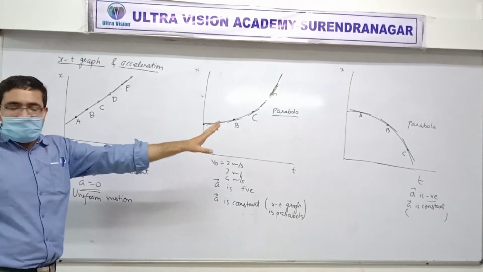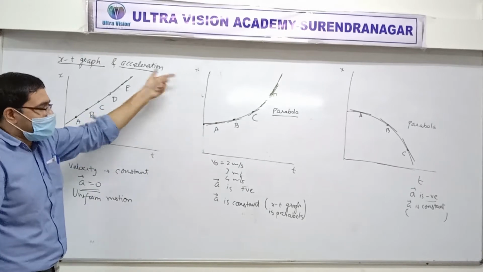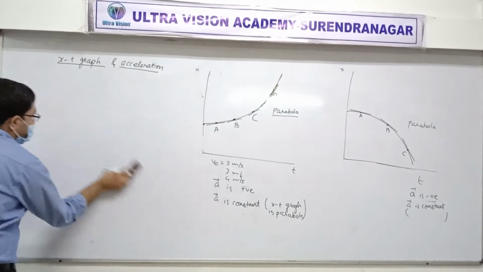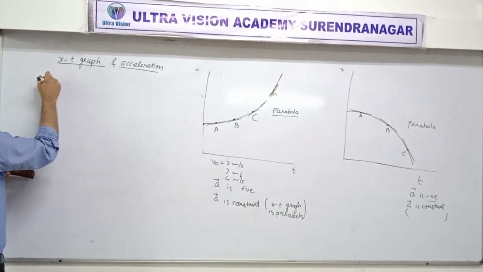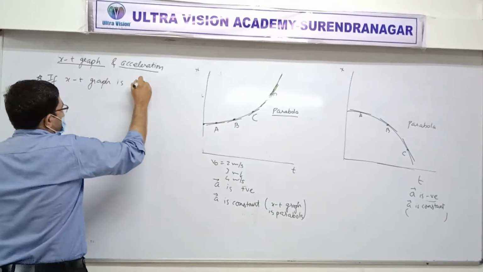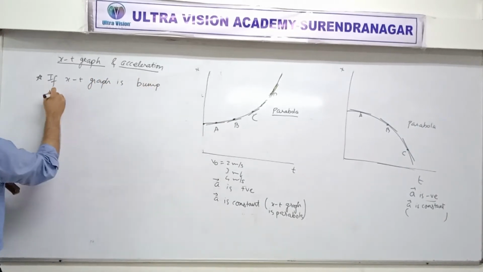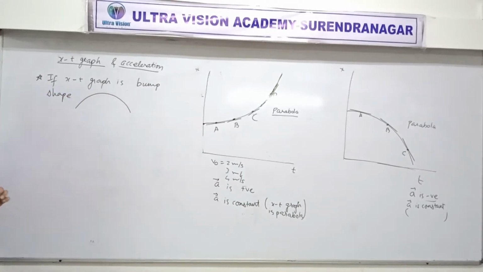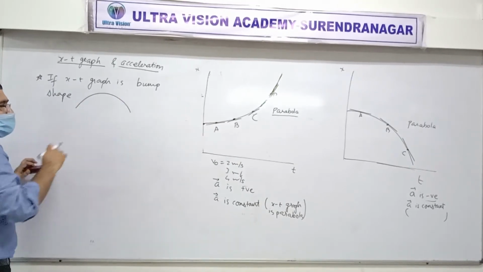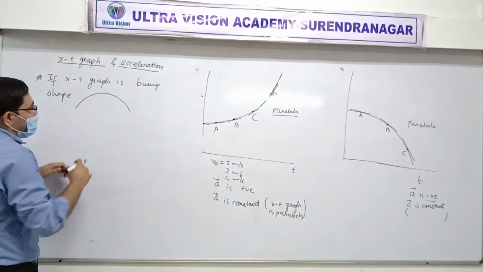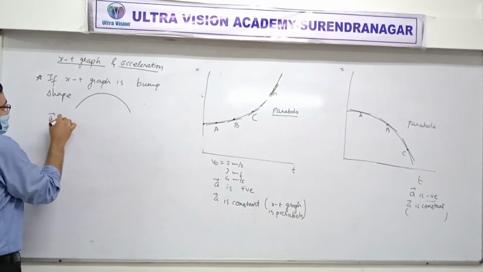Now generalization. It's not necessary that it's always a parabola, right? So simple idea. If the xt graph is bump shape, anything of this part, anything of this kind, it may not be a complete bump, a half of it is possible, or a little part of it, then acceleration is negative.